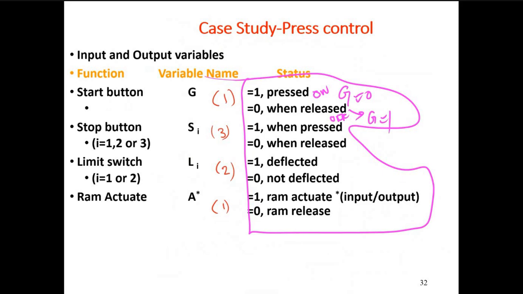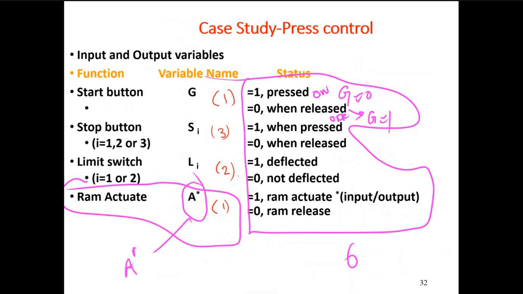Then the output, ram actuation. Ram is the piston, and I marked it as A star. Why? You should soon see it. So how many inputs are there now? 1 plus 3, 4, plus 2, 6 inputs so far. How many outputs? Ram actuation, which is the A prime star, one output. Now I am going to use this as a feedback. 6 plus 1, 7. 7 inputs and 1 output.